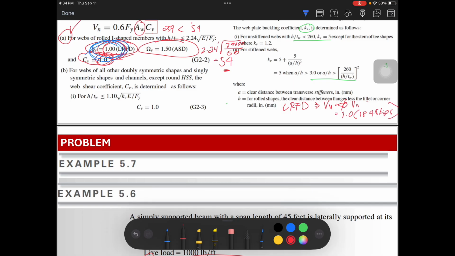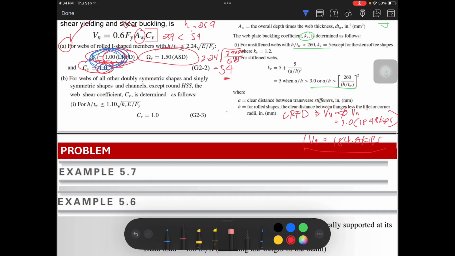Our Vu is 184.8 kips. 8 pala to. So that is our Vu. Ang shear strength in LRFD.